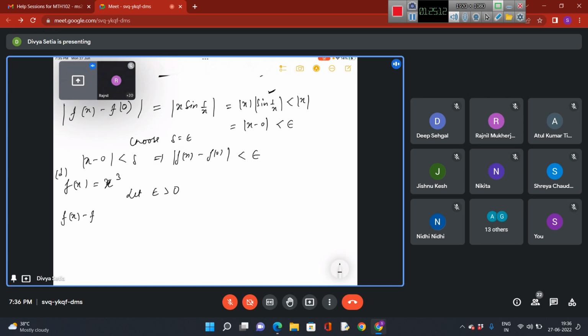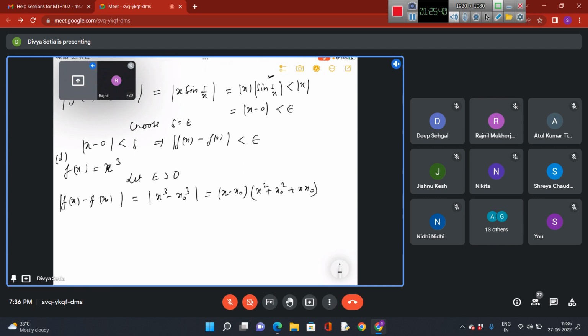f of x minus f of x naught. This is x cube minus x naught cube. And what is this? Everybody knows this identity, right? a cube minus b cube. Is there anyone who doesn't know this identity, the a cube minus b cube formula, which is a minus b times a square plus b square plus ab?